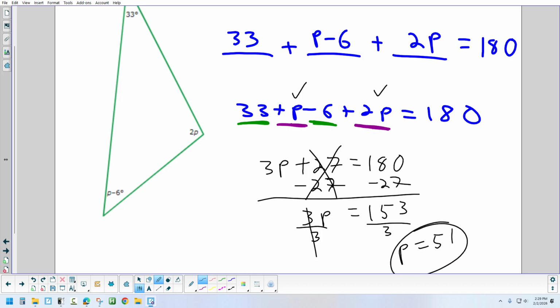Okay. So that's a sample of some of the IXL and MCAS questions that you will see. If you get stuck on any of them, I can definitely help you out. Okay?